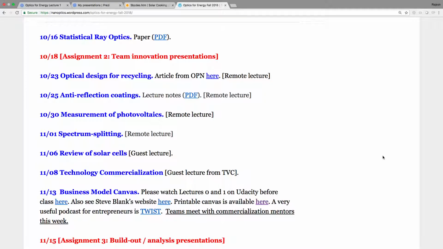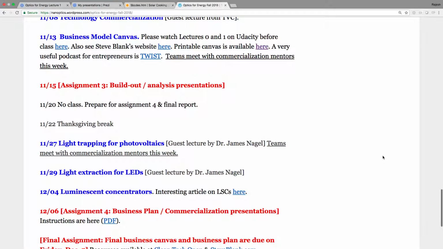Then, perhaps the most interesting assignment, in my opinion, is assignment 3, which I called a build-out analysis presentation. We'll talk more about it, but generally speaking, it's either a prototype, you can hack something together, and some students do that, or you can simulate something, or you can do a theoretical analysis, whatever you want, it's up to you.